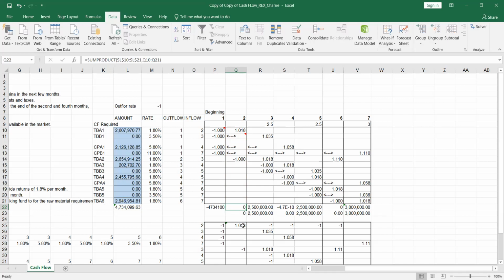Tama naman yung formula mo, no? Pakita nga ulit ng Solver parameters.